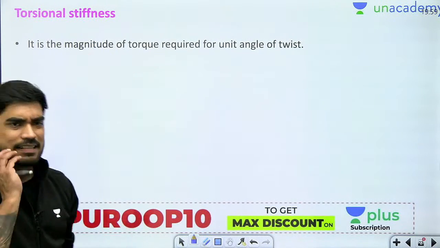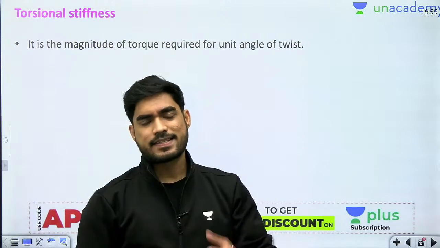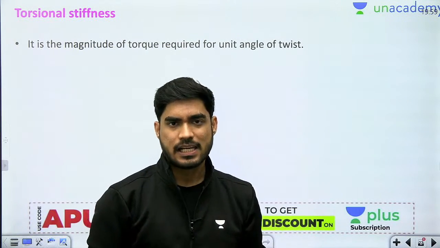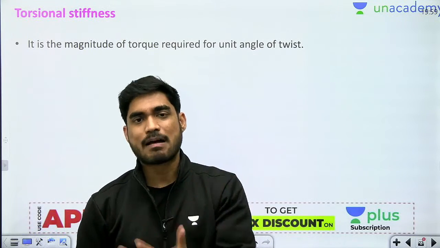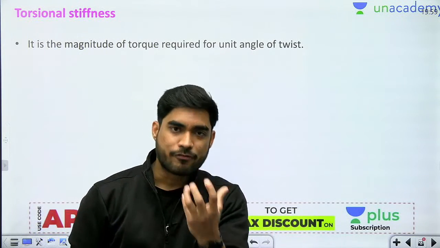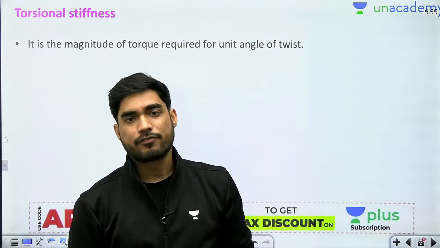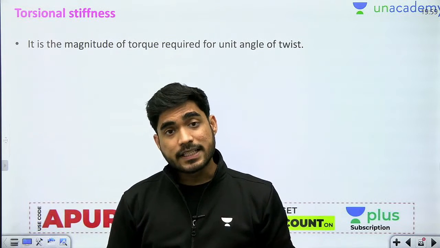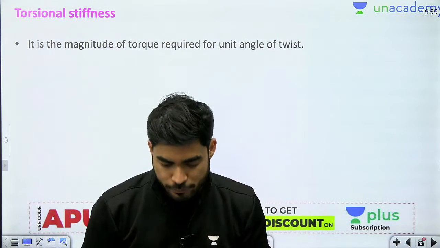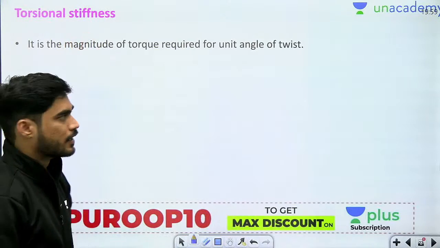Next is torsional stiffness, very similar to rigidity. What do we mean by torsional stiffness? Stiffness in general is the load required for unit deformation. What is the meaning of stiffness? Load required for unit deformation. Now here what is the load? In case of torsion, the load is torque. And what is the deformation? The deformation is angle of twist.